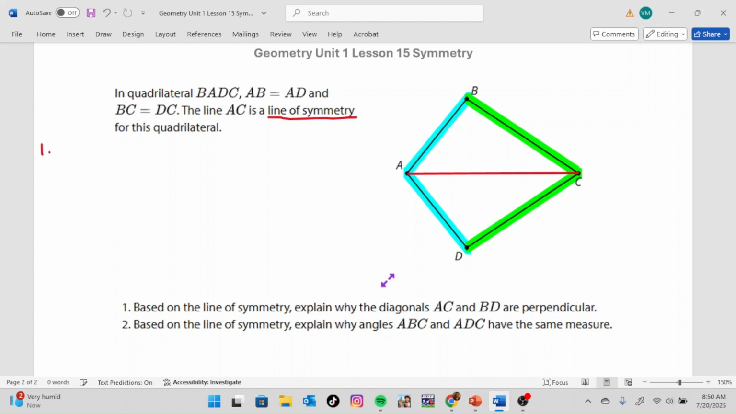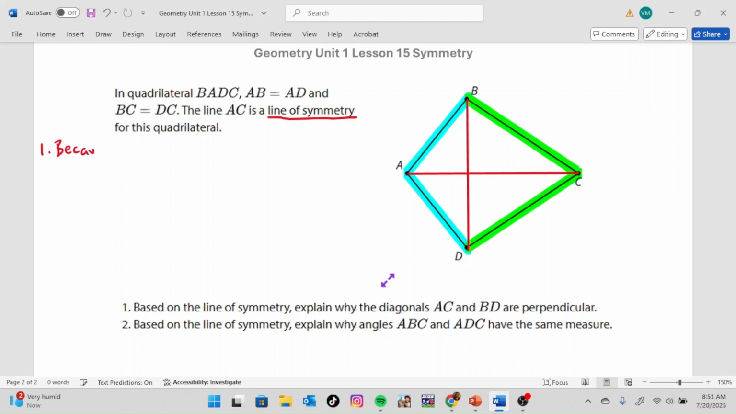So number 1, based on this line of symmetry, explain why the diagonals AC and BD are perpendicular. So let's draw in BD. They want us to explain why we know that these two red lines are perpendicular. Well, they told us that AC was the line of symmetry.